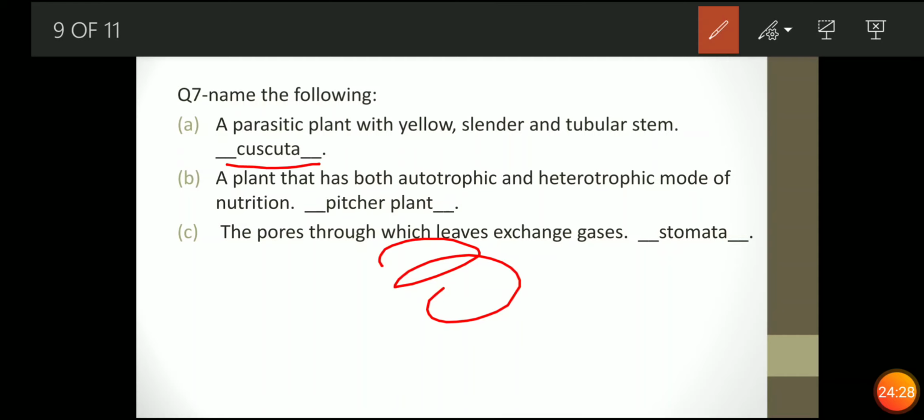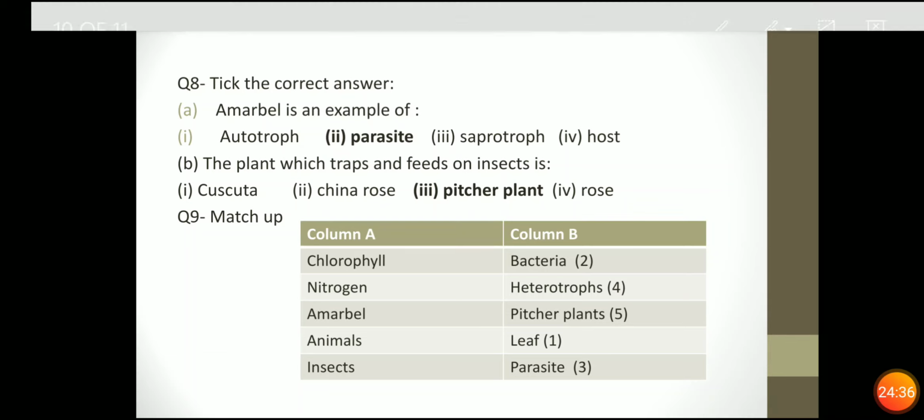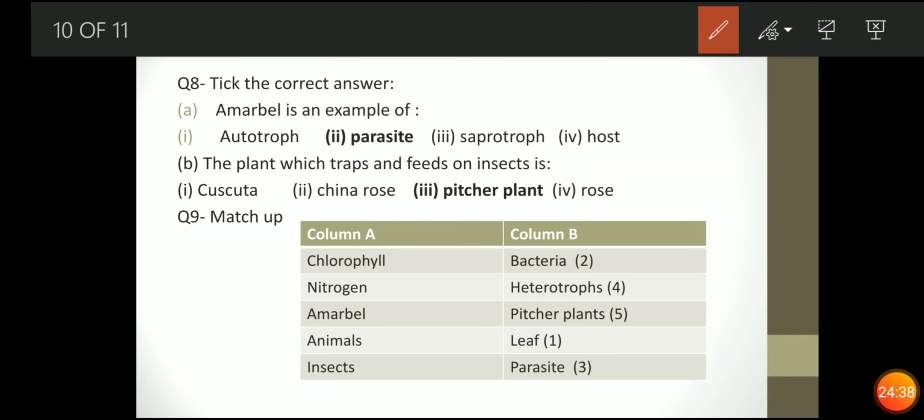Now the pores through which leaves exchange gases. Plants किसके through exchange करते हैं gases? That is through stomata. Now the next question is, tick the correct option. Amarbel is an example of, Amarbel is your cuscuta, so it is an example of parasitic. द प्लांट विच ट्रैप्स एंड फीड्स ऑन इंसेक्ट. ऐसा प्लांट जो ट्रैप भी करे, फीड करे किस पे? इंसेक्ट्स पे. इट इज़ योर पिचर प्लांट.